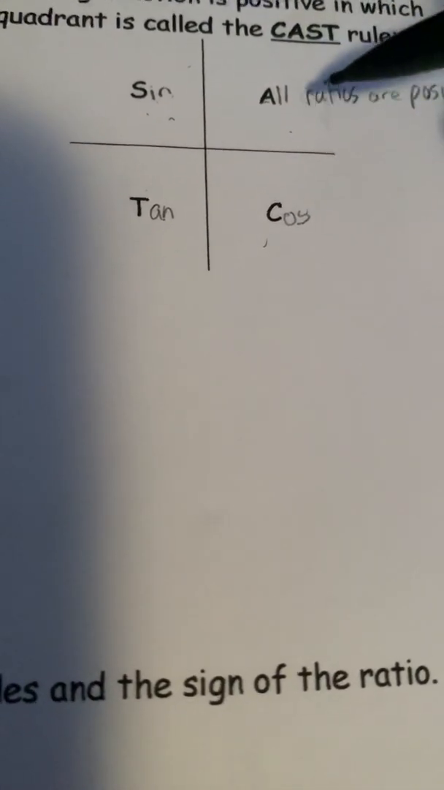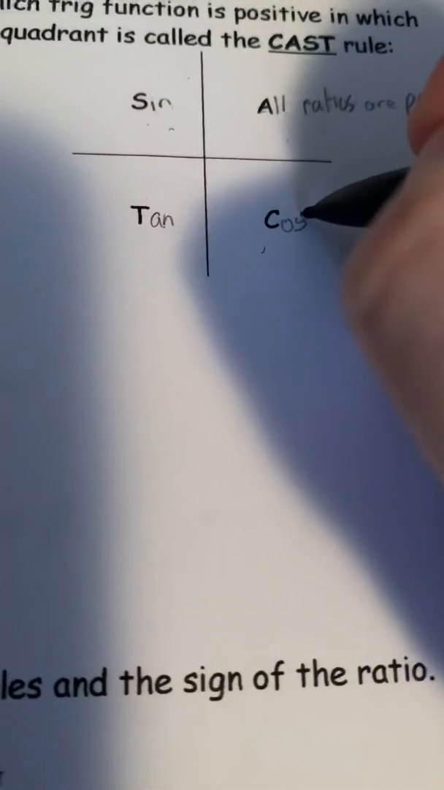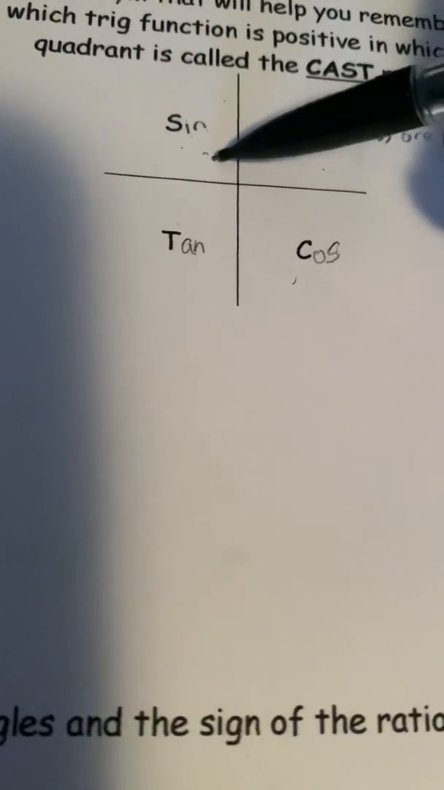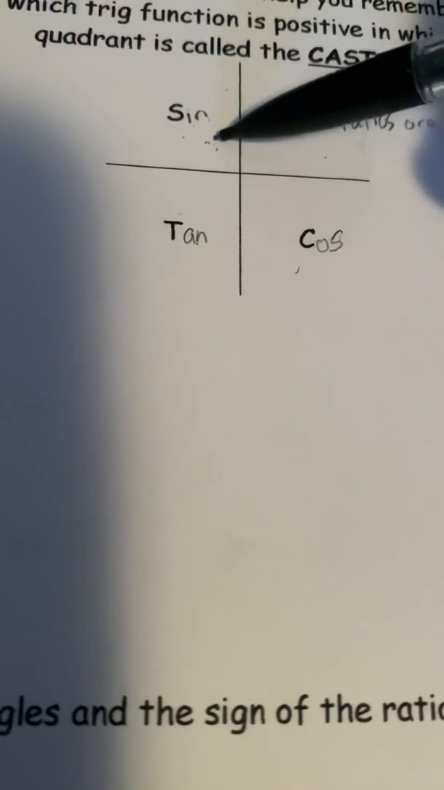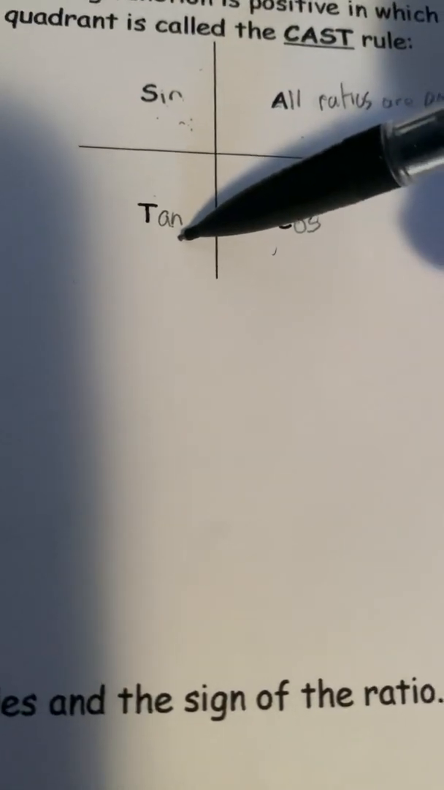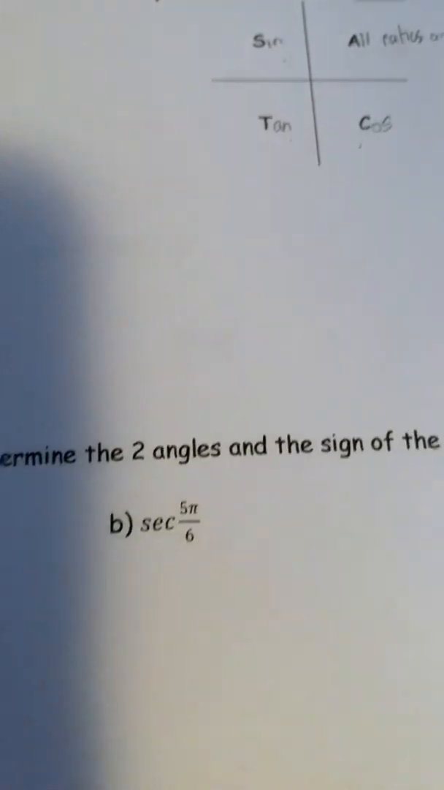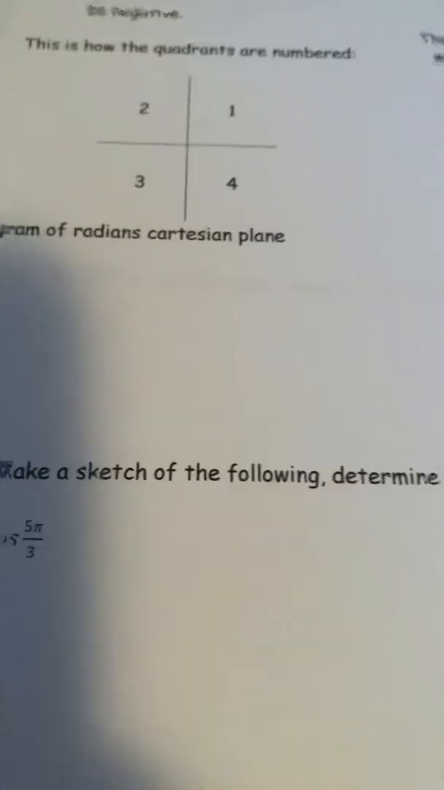Okay, we're going to be looking at them. So all the ratios are positive, just sine, just tan, just cos. And also, if sine is only positive here, that means tan and cos would be negative. Okay, if tan is positive here, sine and cos are negative. And likewise. Okay, I'm just going to stop this video because it's getting lengthy and start a new one.